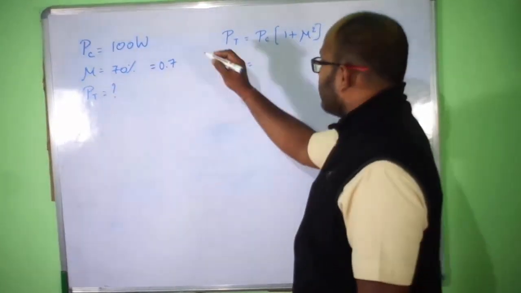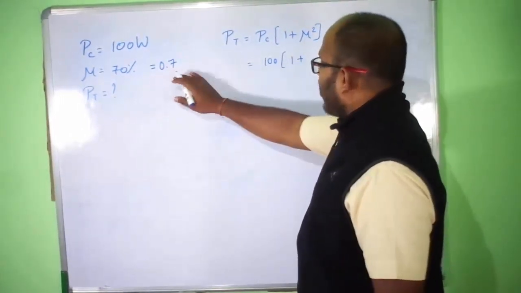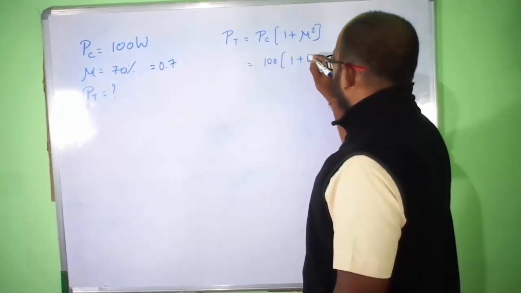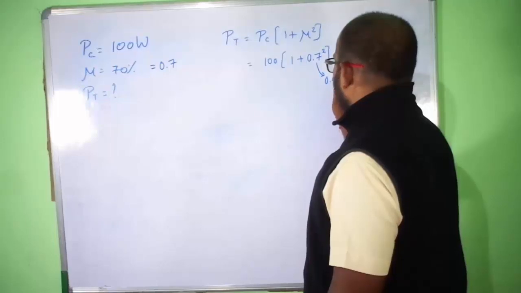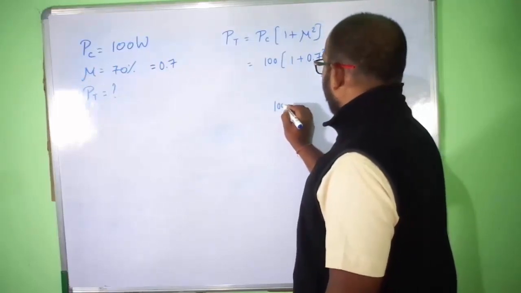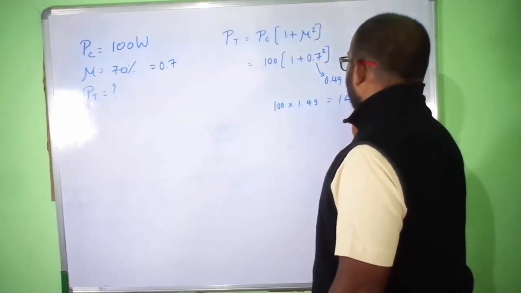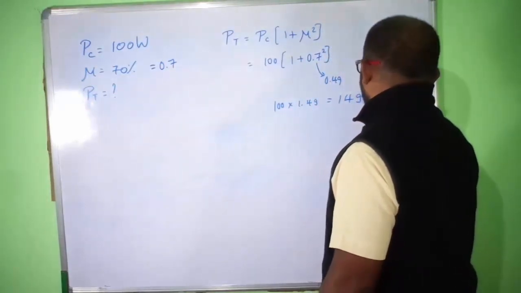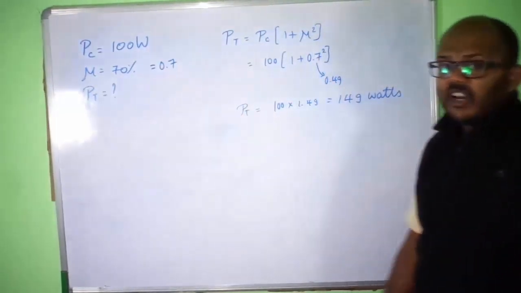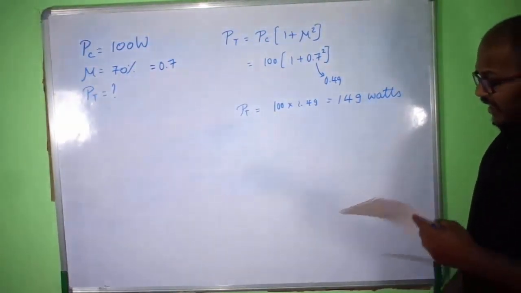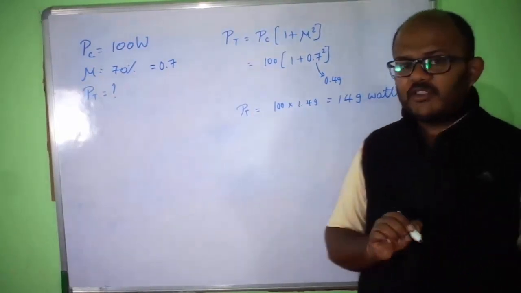So I am getting carrier power which is equals to 100 into 1 plus, what is 0.7 square? So I will be getting 0.7 square which is equals to 0.49. So I will be getting 100 into 1.49 which is equals to 149 watts. So I will be getting radiated power or total power which is equals to 149 watts. That is option B is going to follow.